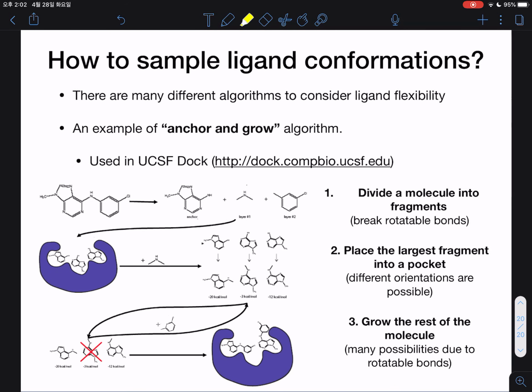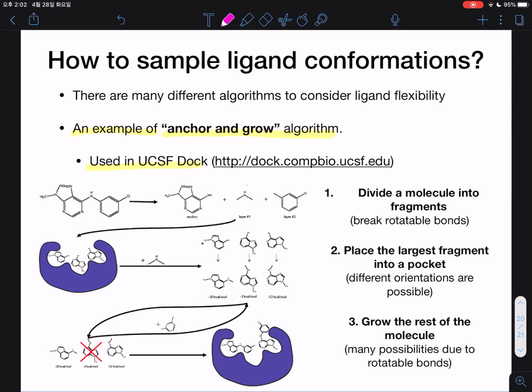So we've talked about the scoring functions, and let's talk about how to sample, how to consider multiple ligand conformations during docking simulations. There are many different algorithms to consider ligand flexibility. One example is called the anchor and grow algorithm, which is used in the UCSF DOCK program. We're going to practice this program during the class.